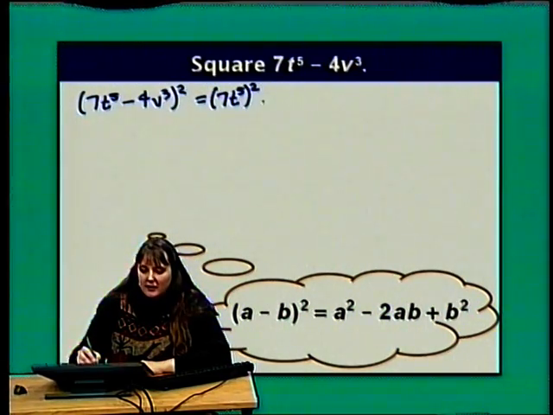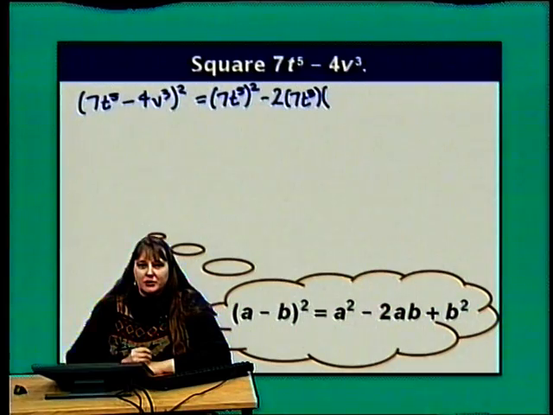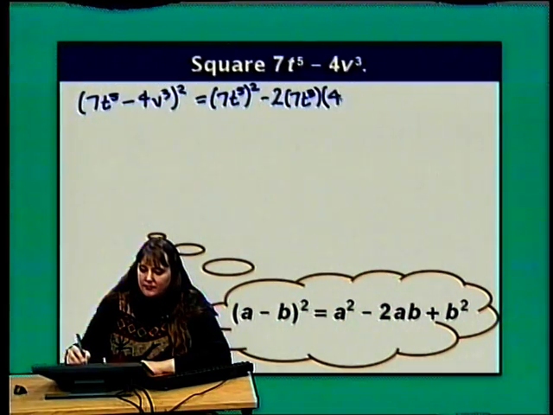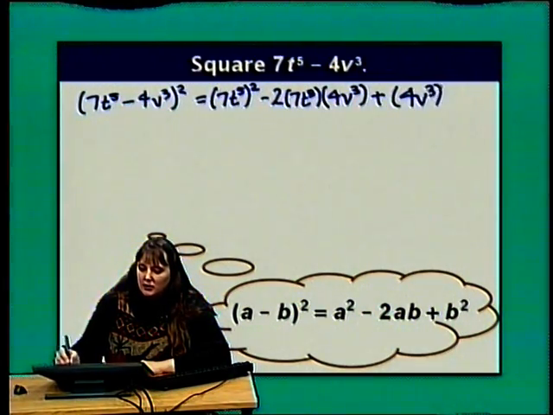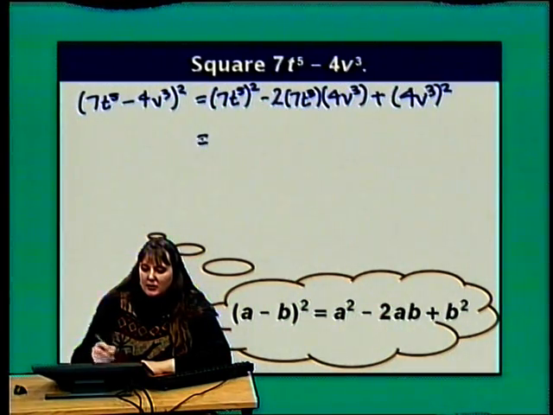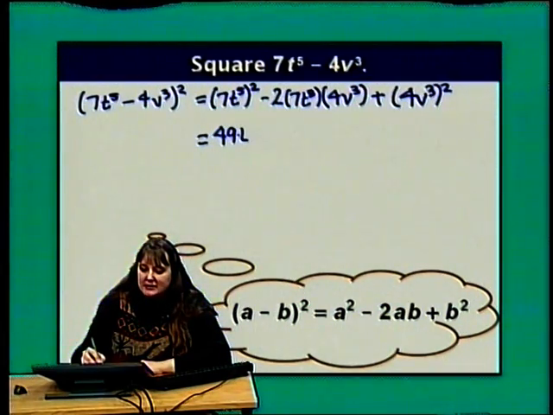Minus 2ab, that would be minus 2 times 7t to the 5th times b, which is 4v cubed, plus b squared. So that's plus the square of 4v cubed. 7 squared is 49. T to the 5th squared, multiplying exponents, gives me t to the 10th.